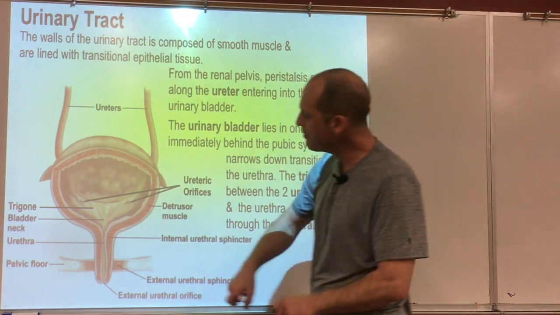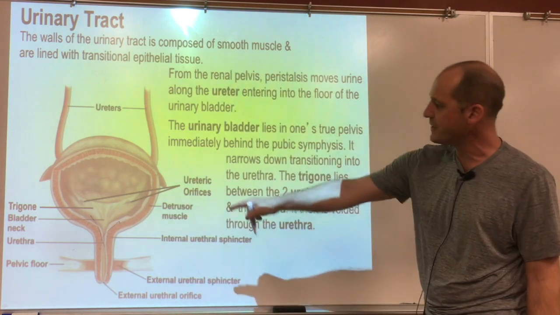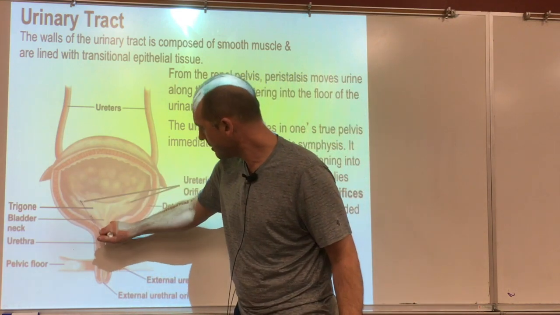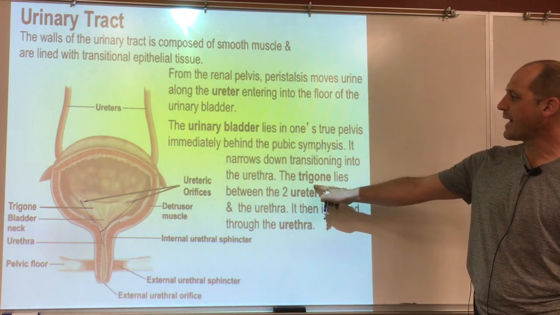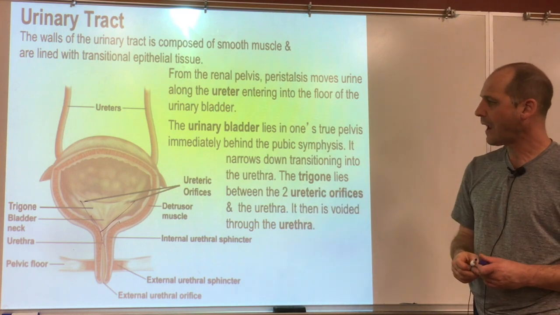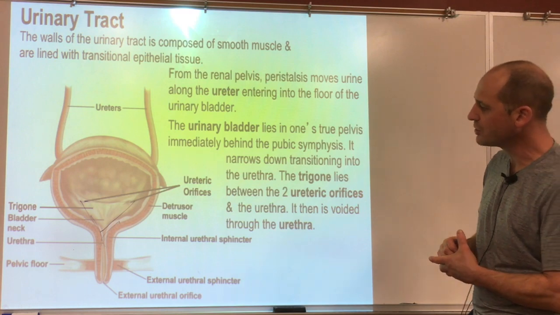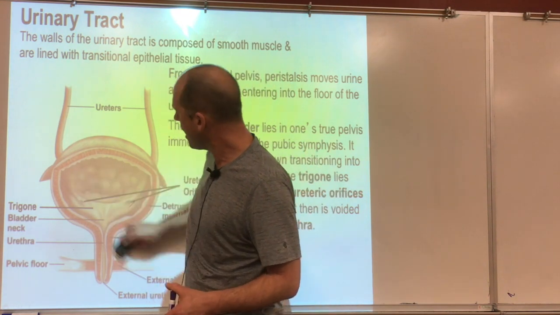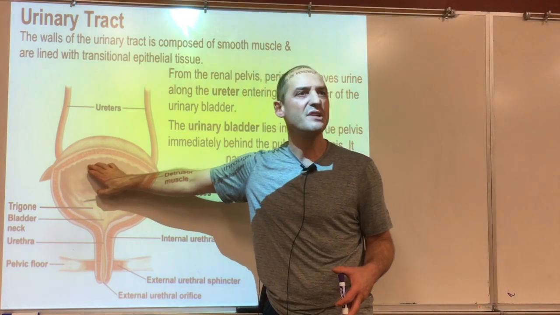And then below here, in the urinary bladder, we have the exit that goes to the urethra, and then we pee it out. This area here makes a triangle, and it's known as the trigone. The trigone lies between the two ureteric orifices and the urethra. What else do I need to say about this? The bladder is a smooth muscle organ. Well, we know about that when we go pee. And it's lined with epithelial tissue, transitional epithelial tissue.